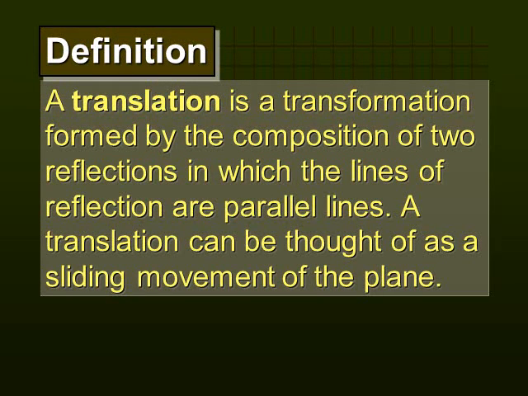A translation is a transformation that is formed by the composition of two reflections in which the lines of reflection are parallel lines. So a translation can be thought of as a sliding movement of the plane. So the very first example I ever showed you in 12.1 was actually a translation. And it looked like this.